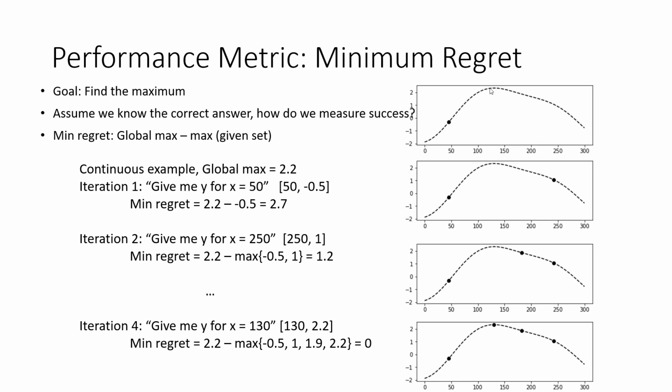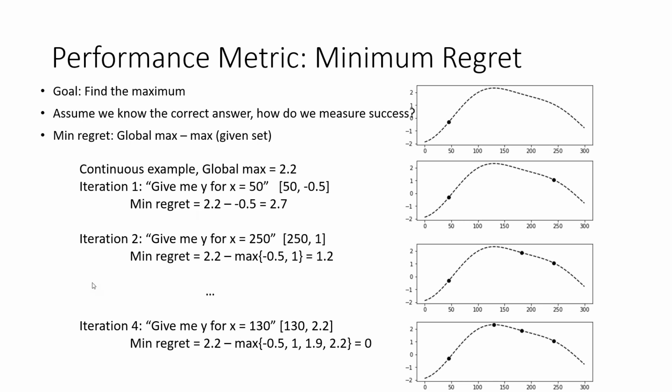In this case, we see that the maximum is in this region here. We have this data point. So in this case, we know that the global max is 2.2. We have a data point over here, which is at -0.5. So we can compute what's the minimum regret, which is we take the maximum value of the set of points we have. In this case, we have only one data point, which is -0.5, and we take the true max minus the estimated max, and we get a value here, 2.7. So this is the minimum regret.